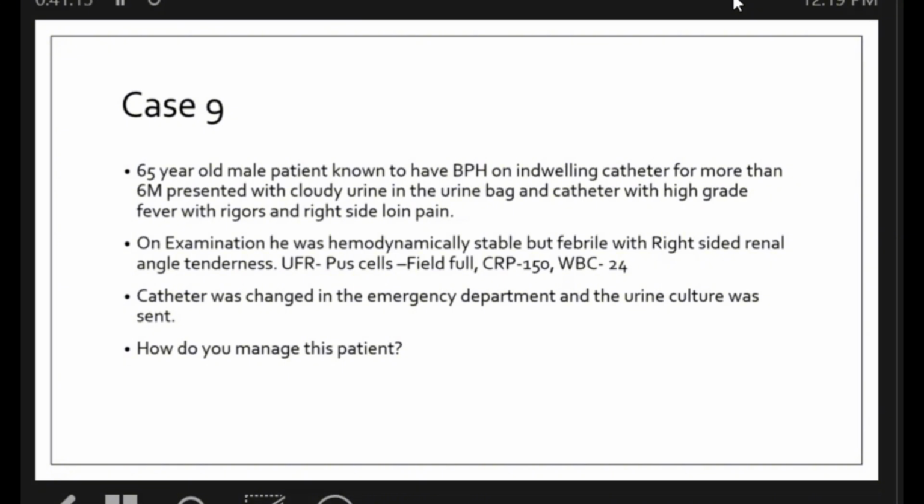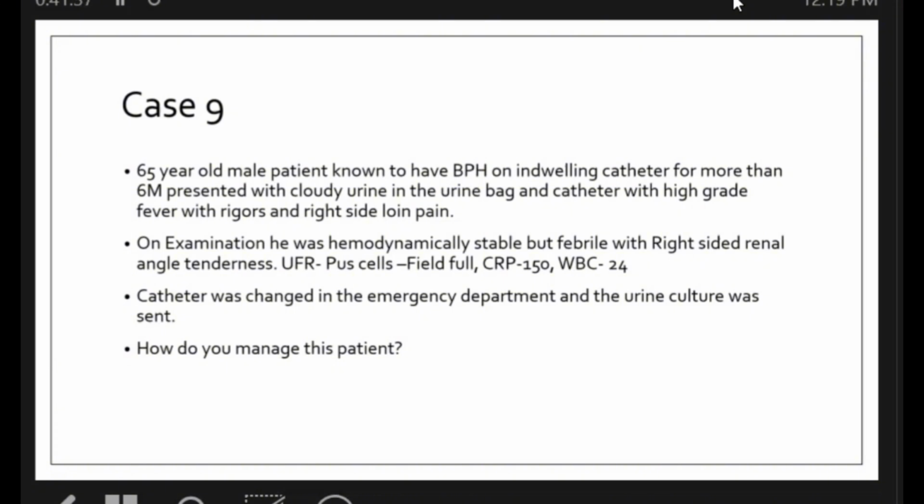This patient probably has catheter-related severe pyelonephritis, so we start empirically and review after seeing the urine culture. The patient is unwell, the NEWS score is high, so piperacillin-tazobactam is better, and if the renal function is normal, you can top up with gentamicin or amikacin.